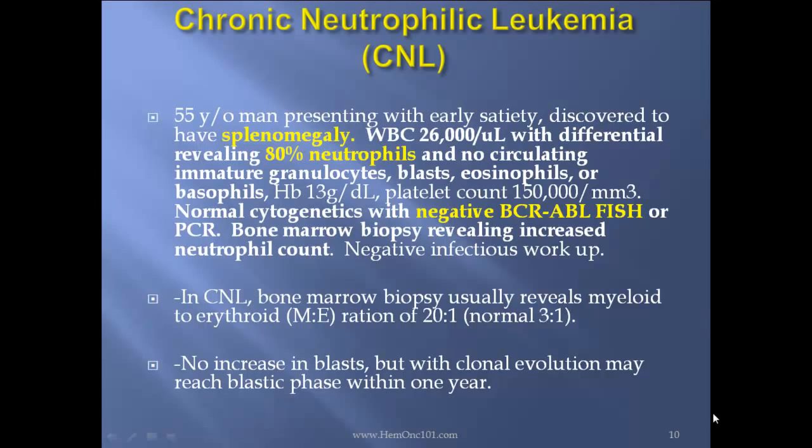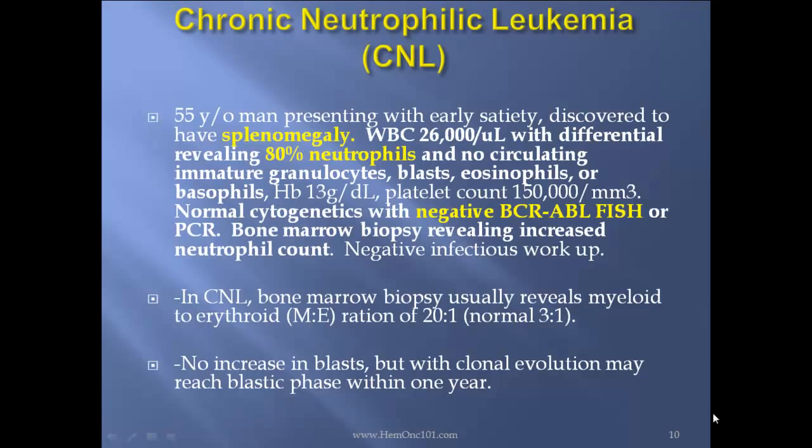Chronic neutrophilic leukemia. Case report. 55-year-old man presenting with early satiety discovered to have splenomegaly. WBC 26,000 with differential revealing 80% neutrophils and no circulating immature granulocytes, blasts, eosinophils, or basophils. Hemoglobin 13, platelet count 150,000, normal cytogenetics with negative BCR-ABL FISH or PCR. Bone marrow biopsy revealing increased neutrophil counts, negative infectious workup.